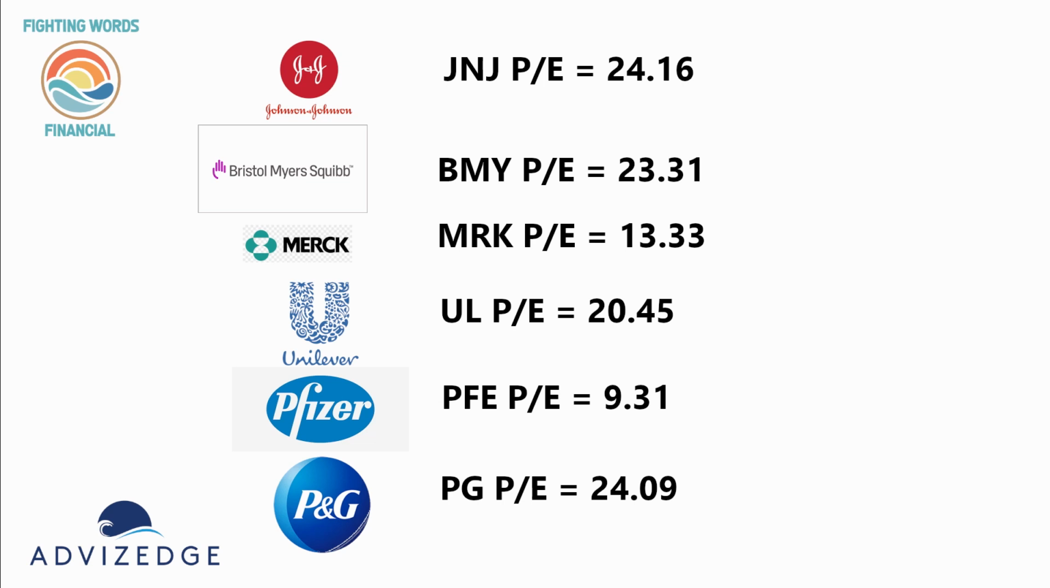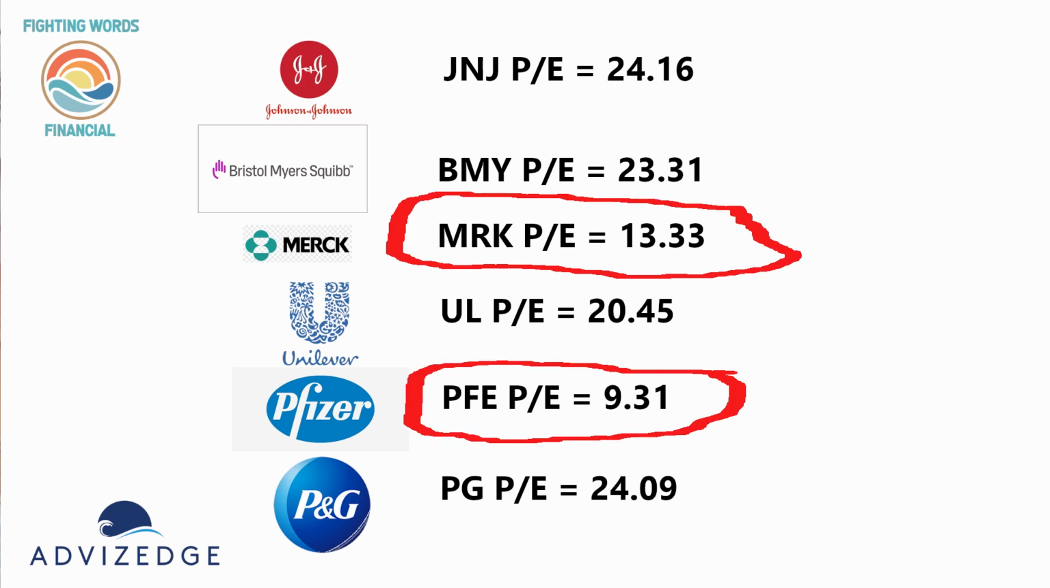Merck has a much lower price-to-earnings ratio of 13.33. Unilever has a price-to-earnings ratio of 20.45. Pfizer, 9.31, and Procter & Gamble has a price-to-earnings ratio of 24.09. Now, on the surface, when compared to the low price-to-earnings companies like Merck and Pfizer, those might appear to be a better value. But as informed investors, taking those extra few steps, you are going to ask yourself why there is a difference between the price-to-earnings ratios.